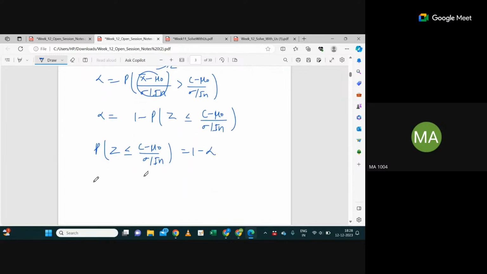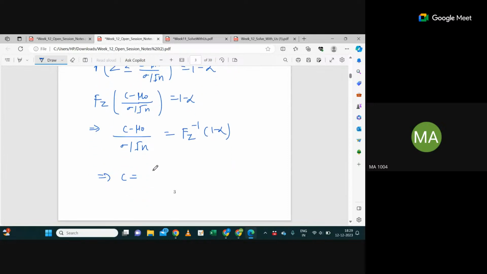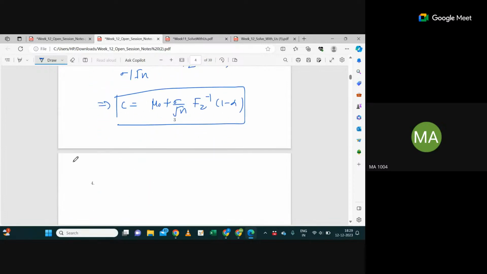I'm just writing in general. It will be F_Z of c minus mu naught divided by sigma by root n, equal to 1 minus alpha. This implies c minus mu naught divided by sigma by root n equals F_Z inverse of 1 minus alpha. From here you can find the value of c, which will be mu naught plus sigma by root n times F_Z inverse of 1 minus alpha. And how have we decided our test? Our test was: I will reject my H naught if x bar is greater than c.